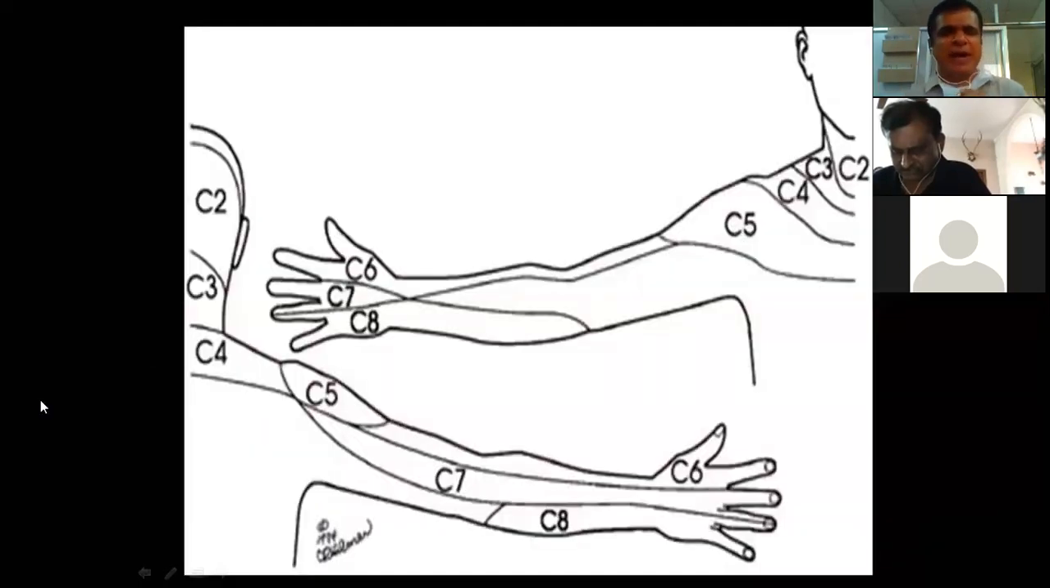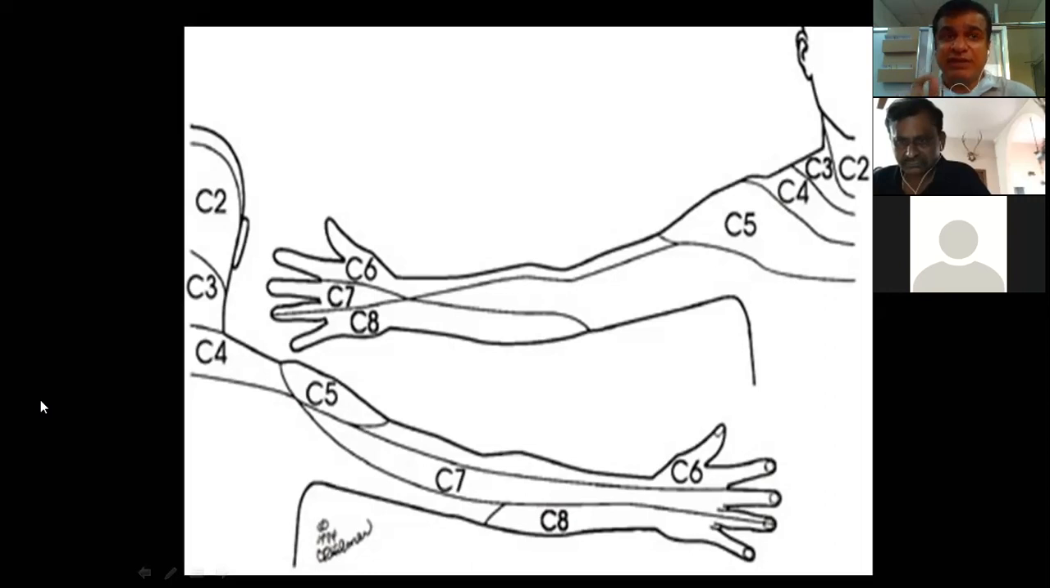So these are the dermatomal patterns. As I said earlier, the C5 dermatome usually comes at the shoulder level, and the radial side of the forearm and the hand is C6, the middle finger is C7, and the ulnar aspect is C8. Usually in the lumbar spine, the radicular pain corresponds to the sensory dermatome.